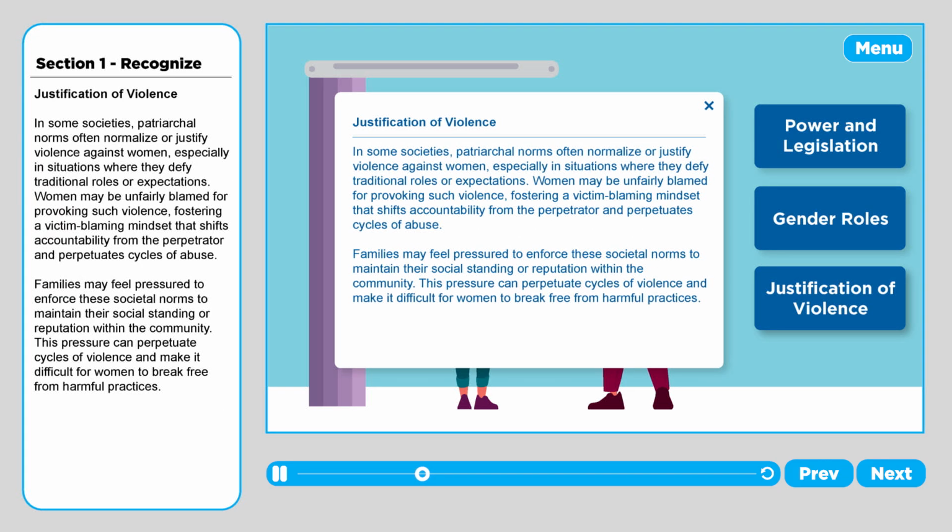Justification of violence. In some societies, patriarchal norms often normalize or justify violence against women, especially in situations where they defy traditional roles or expectations.